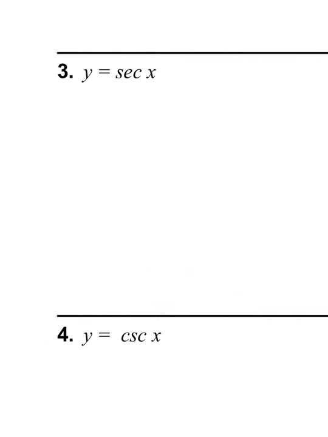Okay, number 3 is going to be very similar. We have no derivative rule that will work for plain old secant of x, so we rewrite this using the quotient identities from pre-calculus. All right, the reciprocal of the secant is the cosine. So the secant is equal to 1 over the cosine of x. All right, now we do the quotient rule.